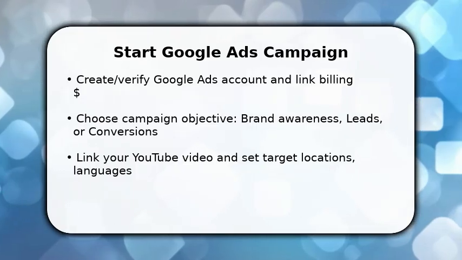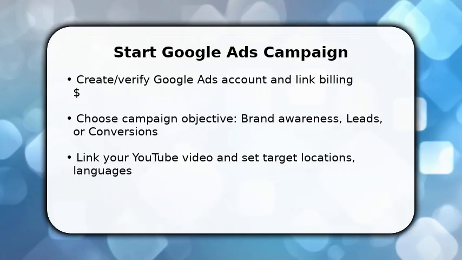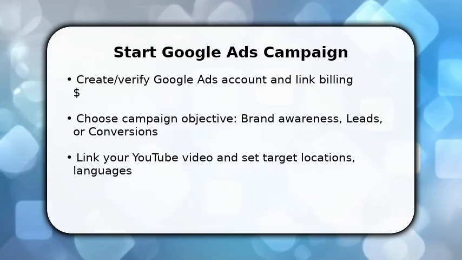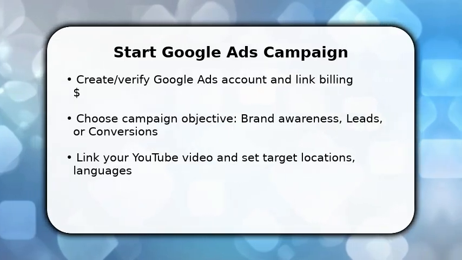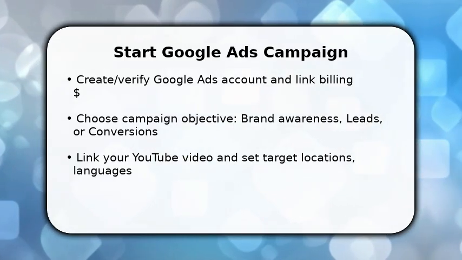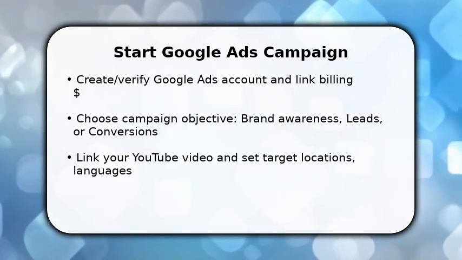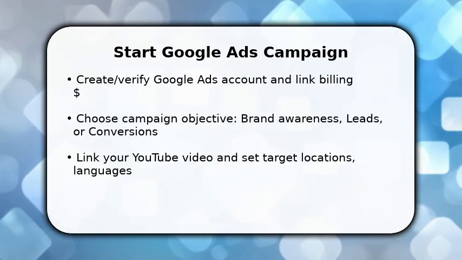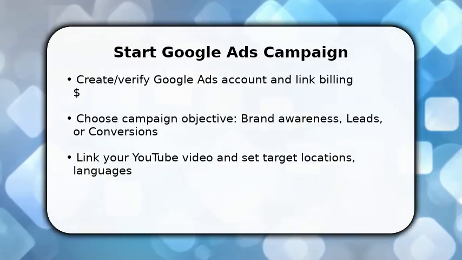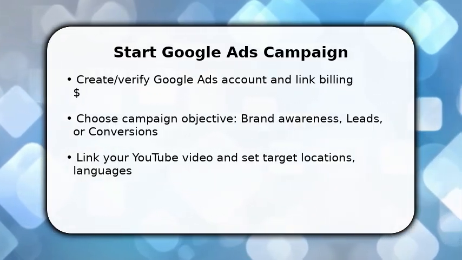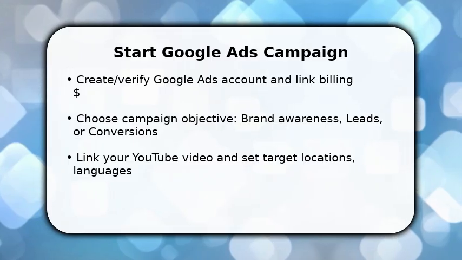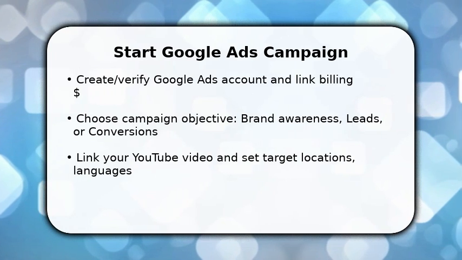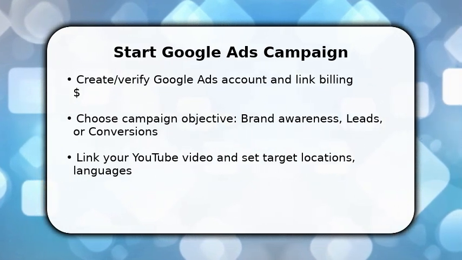You're ready to begin. Sign into Google Ads, confirm billing, and link the YouTube video you'll promote. Once done, pick a campaign objective that matches your goal, brand awareness, leads, or conversions, because objective guides bidding and measurement. Next, set primary targets, locations, languages, and basic demographics so your ad reaches relevant viewers. Make sure to set a daily budget you're comfortable with. This lets you start gathering data immediately and avoid overspending while you refine settings.